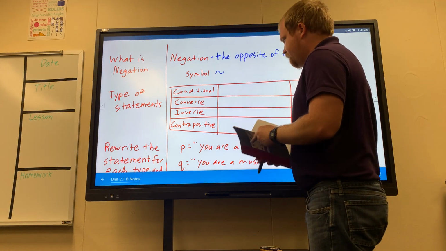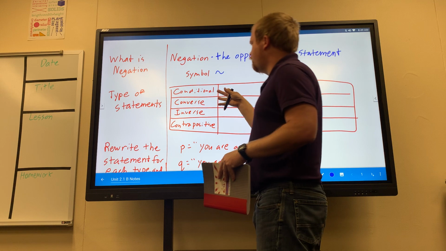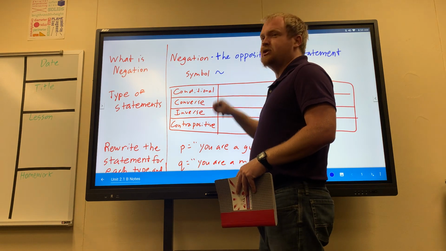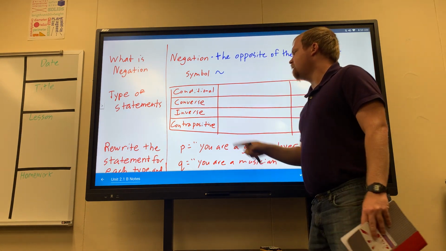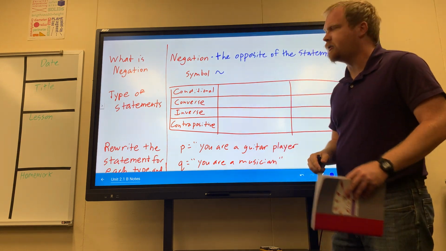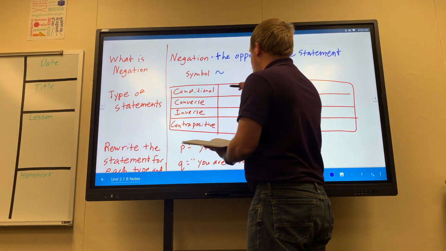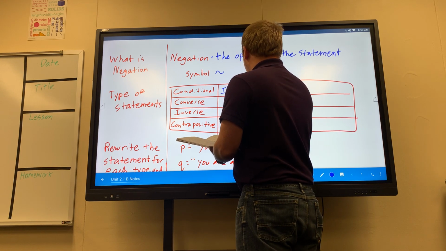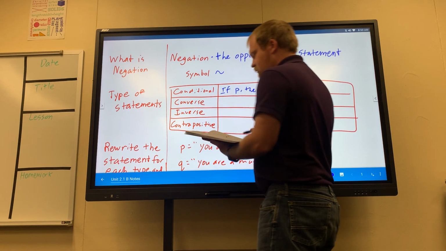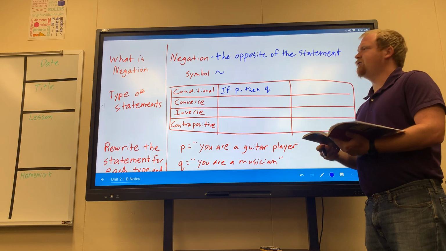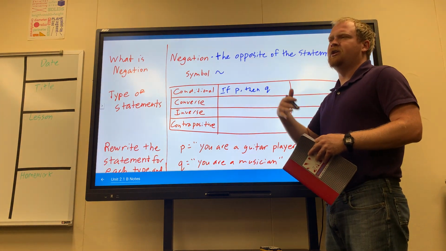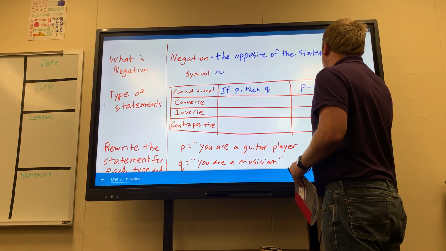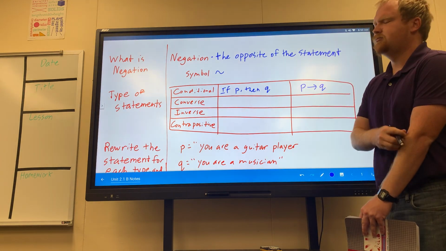Okay? Now, however, we're also going to be introduced to 3 different types of logical statements, along with conditional. We have converse, inverse, and contrapositive. Okay? Now, we know conditional is if P then Q. We know that because we talked about this last time. If P then Q. Conditional is an if-then statement. So typically you'll see the logical statement as P to Q.